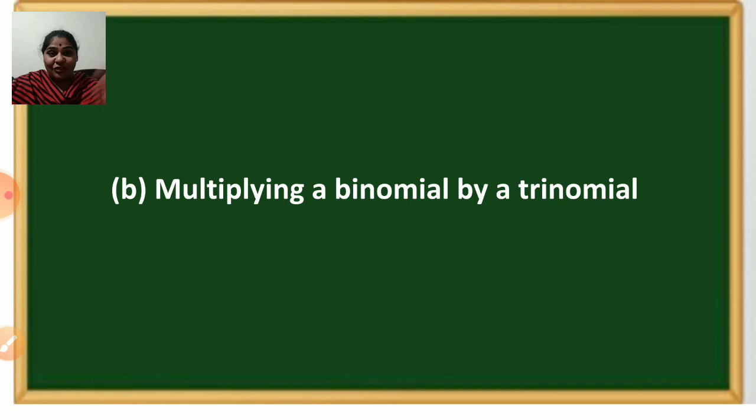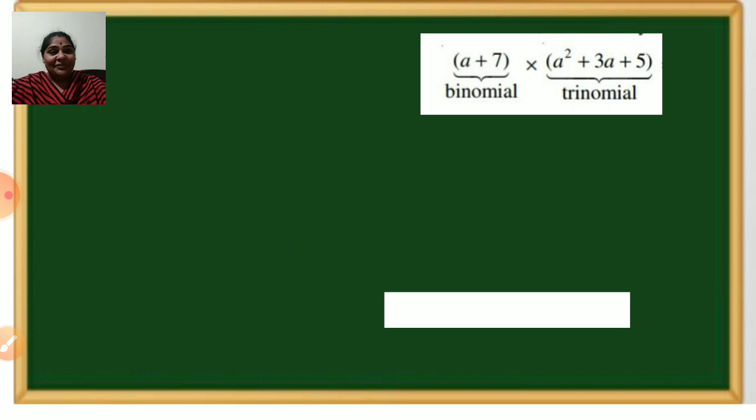Next one is how to multiply a binomial by a trinomial. So again the steps will be same. Each and every term from the first expression you have to multiply it to the second expression. So let us see one more example. If you see here, it is a plus 7 multiplied by, in bracket, a square plus 3a plus 5. So this is a binomial multiplied to a trinomial.